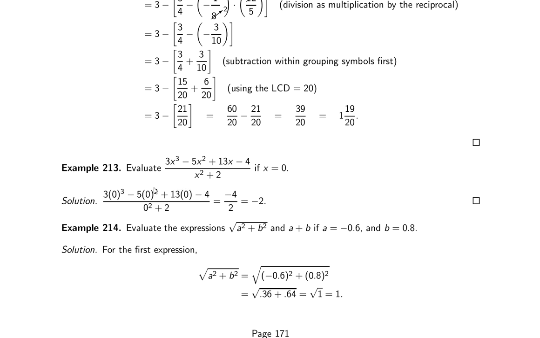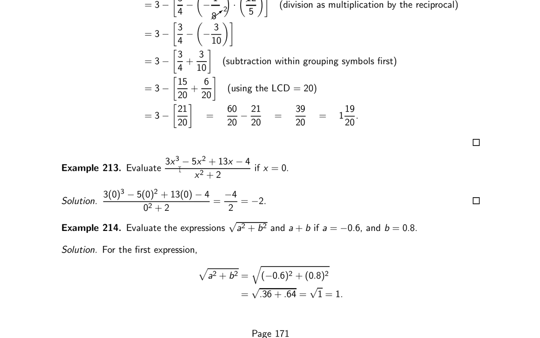Let's just do one more. How about this? So yeah, this looks complicated. 3x to the third power minus 5x squared plus 13x minus 4. So that's all on the top, over x squared plus 2.